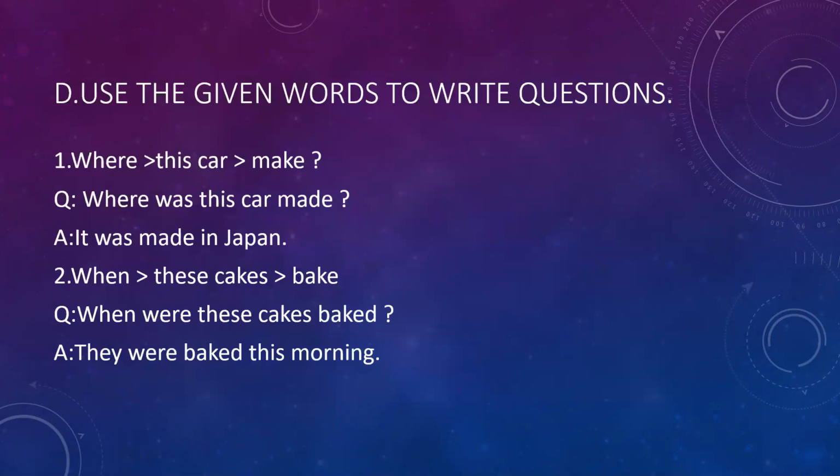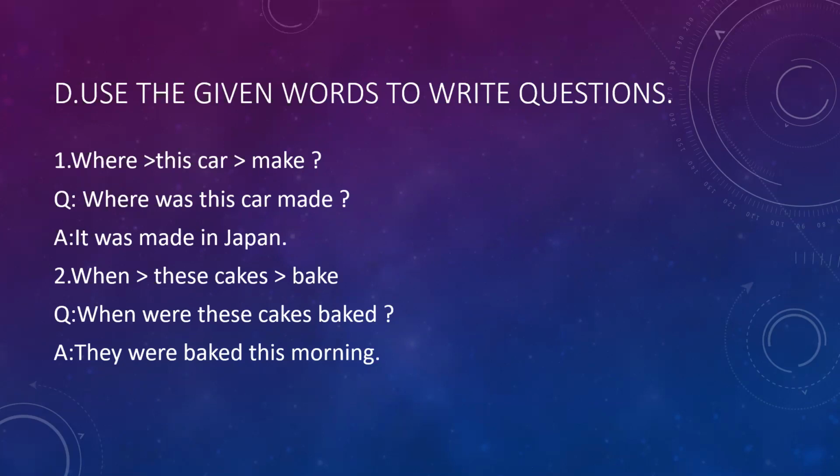Here words are given. You have to read the answers, then use the words to write questions. The first one is: where this car made. Answer given is: it was made in Japan. So you have to make the question like that. First of all, question word, then helping verb, then subject and then past participle. Now you have to make the question like this: Where was this car made?